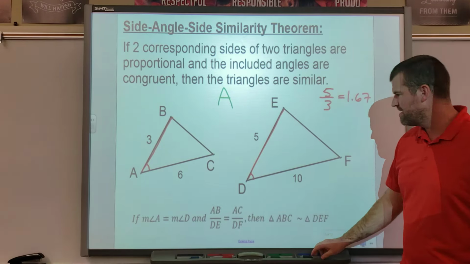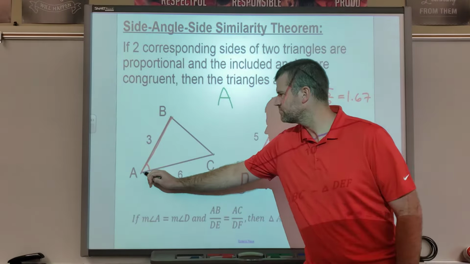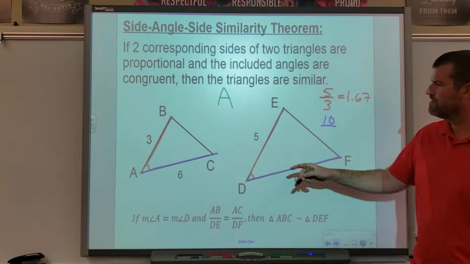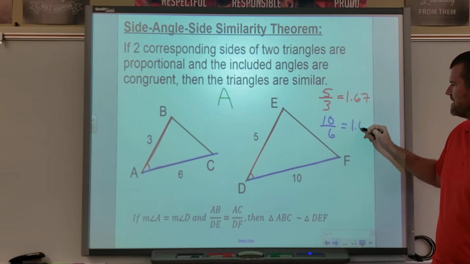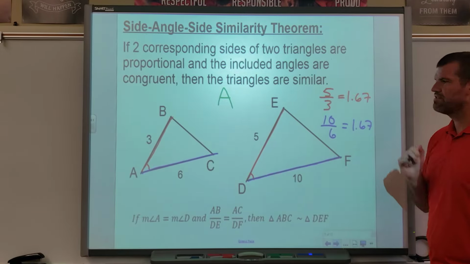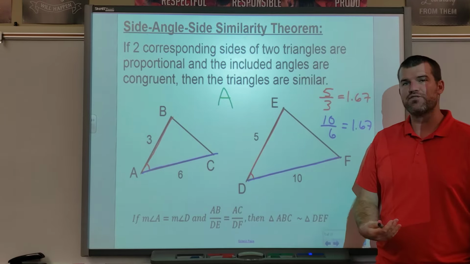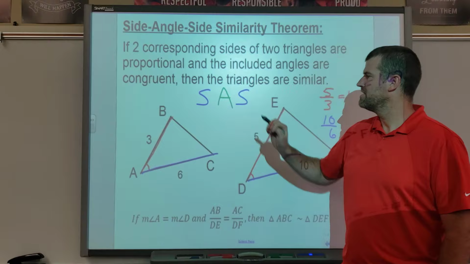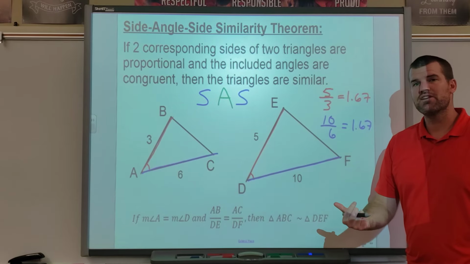Now I can check to see if this pair of sides has the same scale factor. So if I take my new side, which is 10, divided by the original, which is 6, I get 1.67. What do we notice about both of those ratios? They are the same, which means we do have the same scale factor, and therefore we can say that we have side, angle, side.